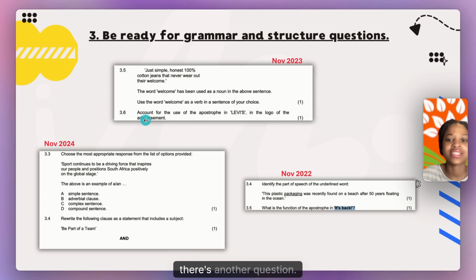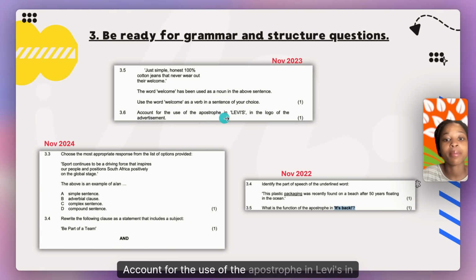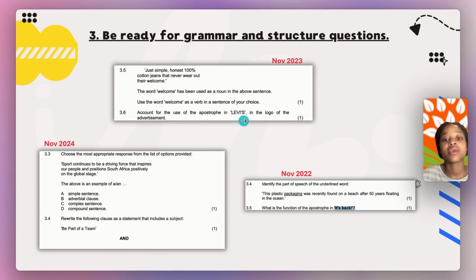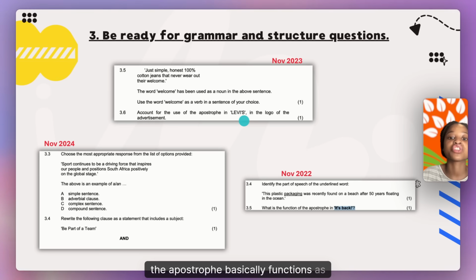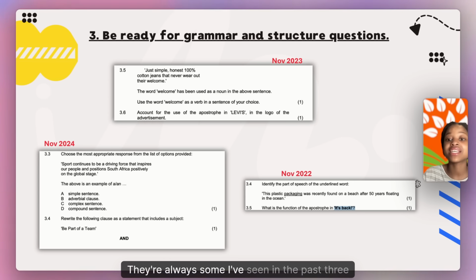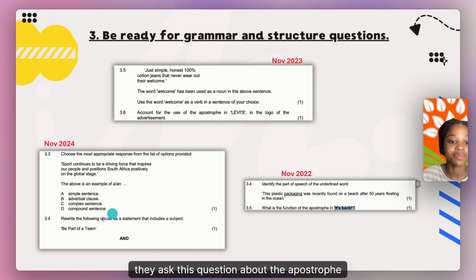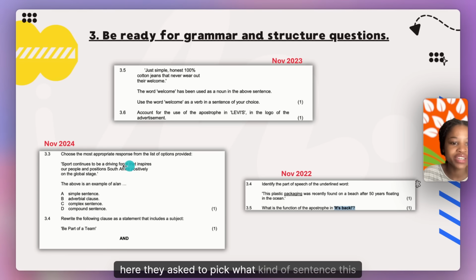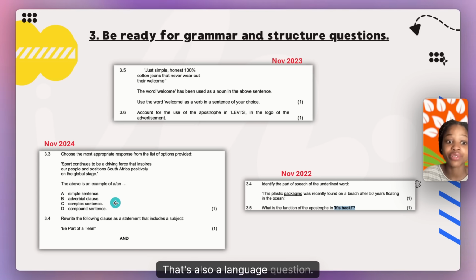There's another question: account for the use of the apostrophe in Levi's in the logo of the advertisement. Obviously, the apostrophe basically functions as possession, okay? I've seen in the past 3 years, they always ask this question about the apostrophe. And then here they ask you to pick what kind of sentence this is. That's also a language question.